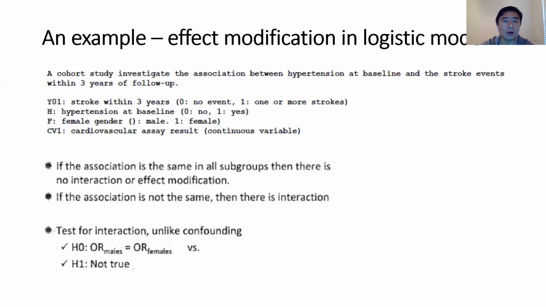So we will have 2 odds ratios. One is the odds ratio between hypertension and non-hypertension among males, and the other one is the odds ratio between hypertension and non-hypertension among females. And if the null hypothesis is rejected, which means there is a significant interaction between gender and hypertension. In other words, the female gender is an effect modifier for the relationship between hypertension and stroke events.